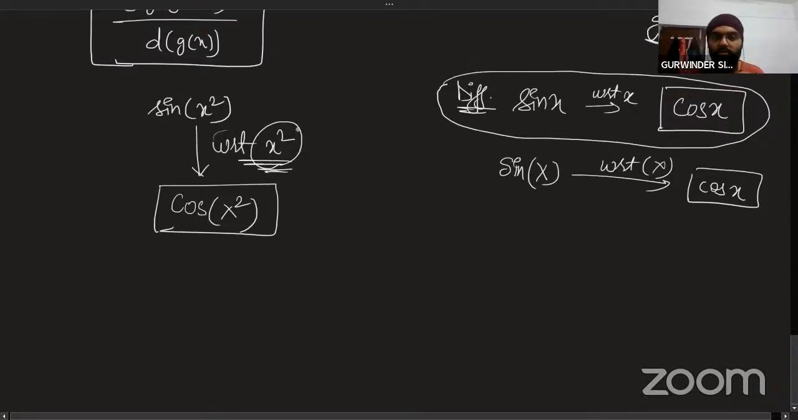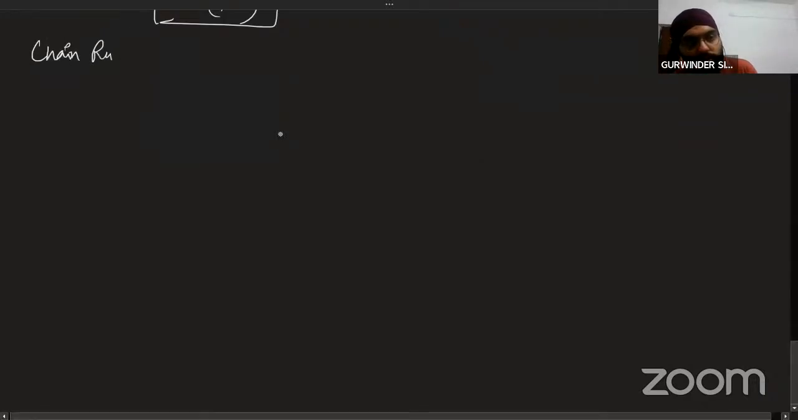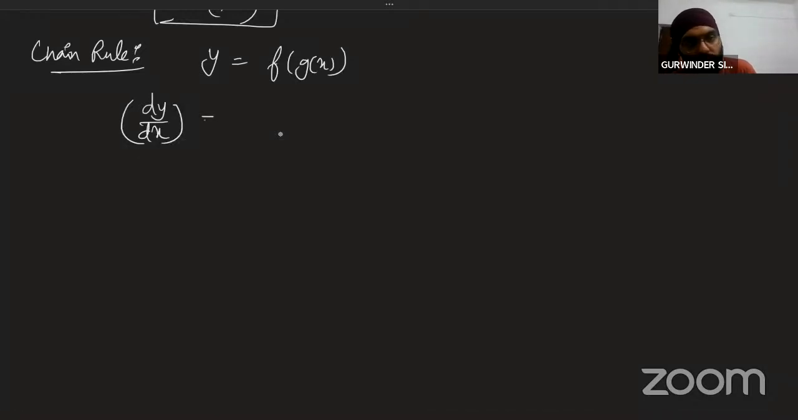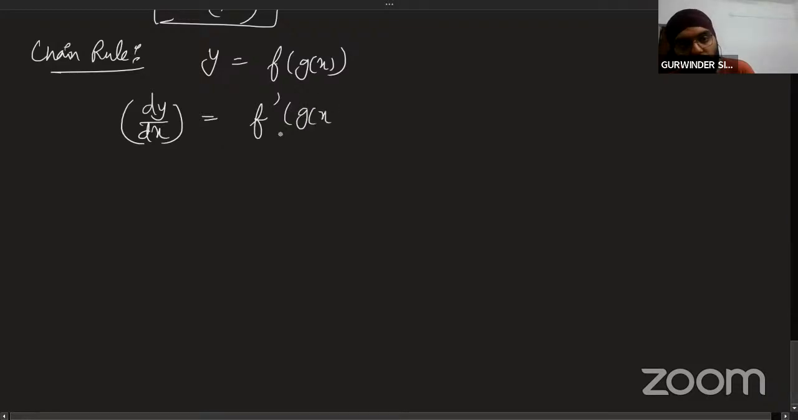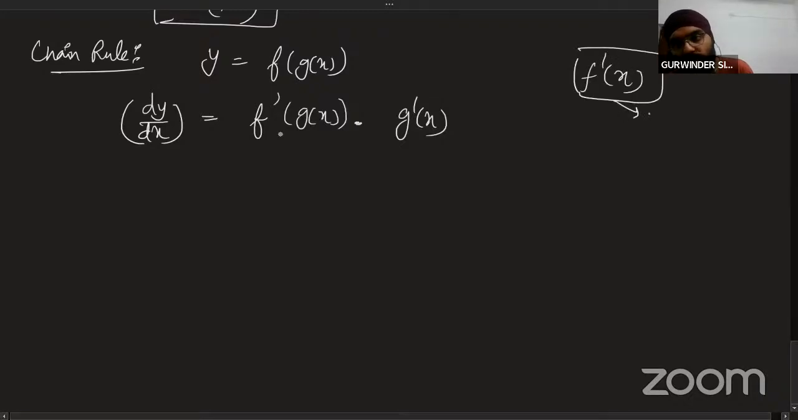Okay, so what does our chain rule say? Our chain rule says y is equal to f of g of x. So dy by dx will be equal to f dash of g of x, differentiate f and keep its internal part same, and then multiplied by g dash x. Actually, this dash on top of any function also represents its derivative.